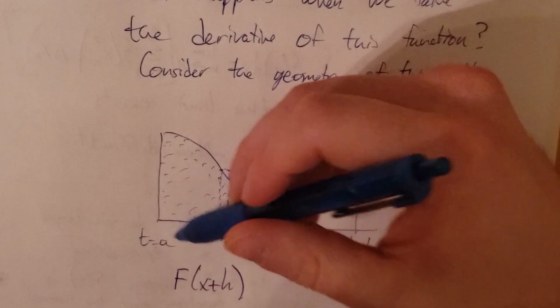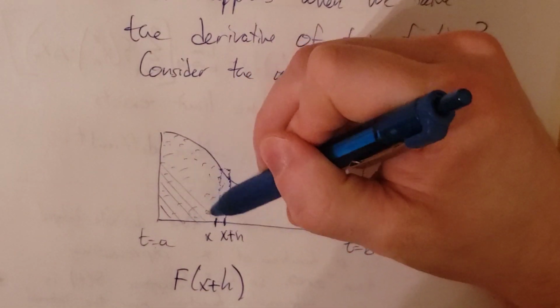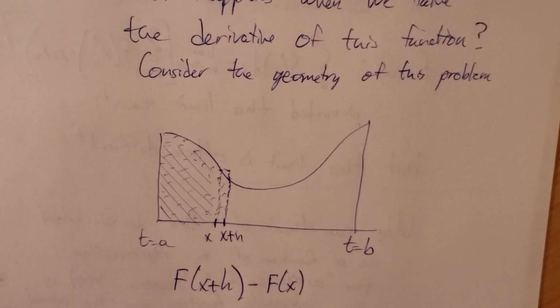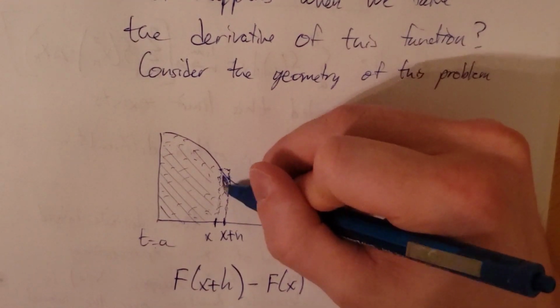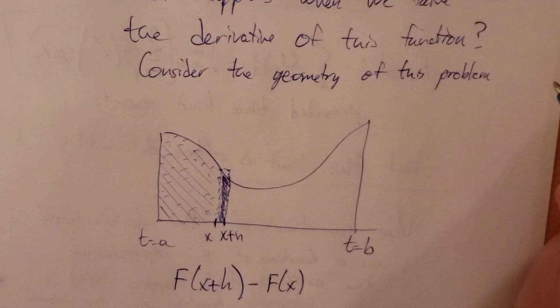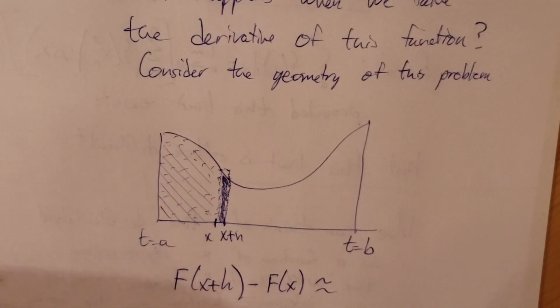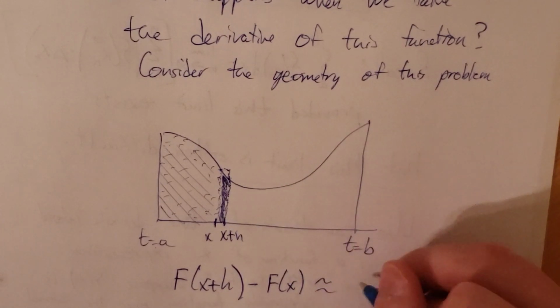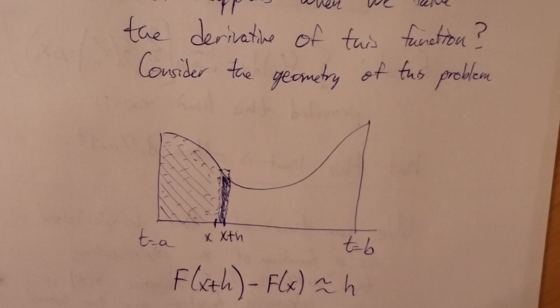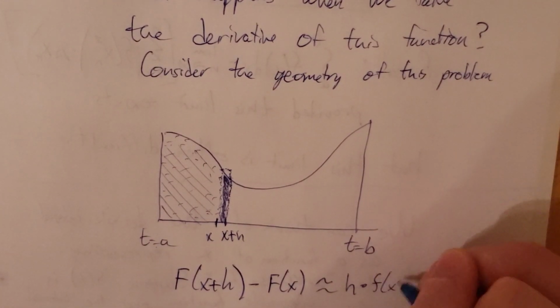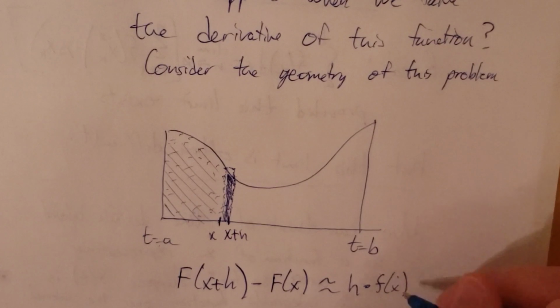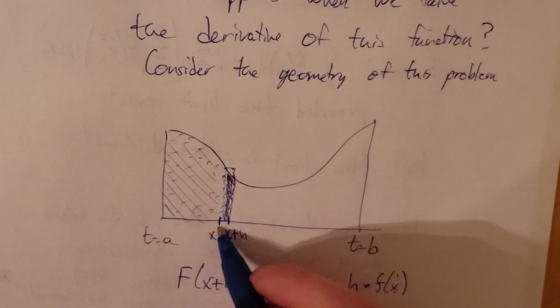And then if we subtract off the area from a to x, which by the way would be F of x by how we defined this function, what is that? Well, that area would be the area of this little sliver here. But what is that approximately equal to? That is approximately equal to the area of this rectangle, which is the width h times the height, and the height is our function f of x. Right, it is the height of the function when you evaluate it at x.